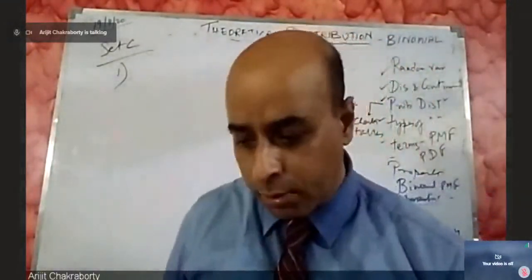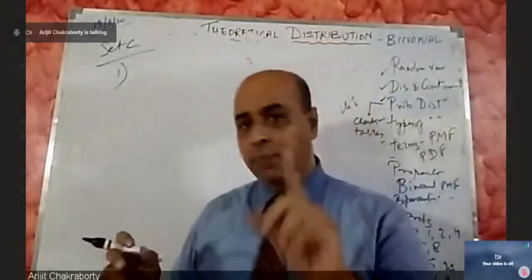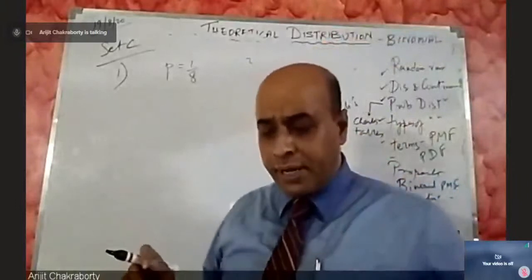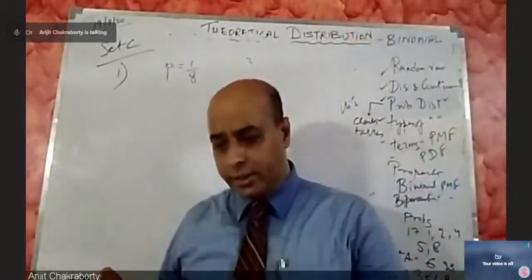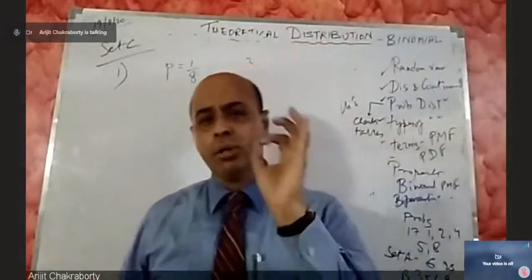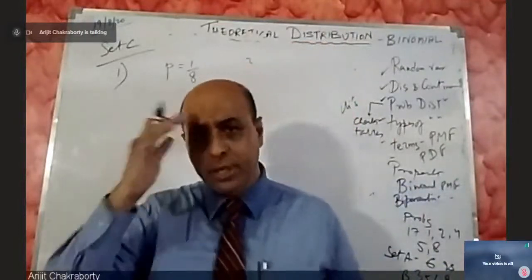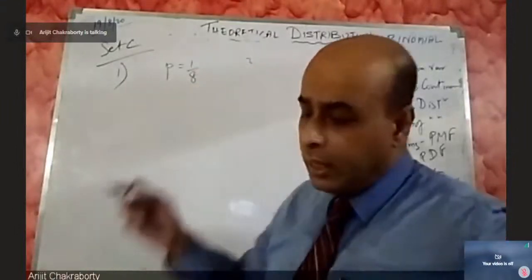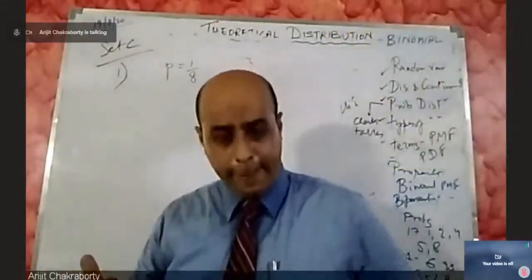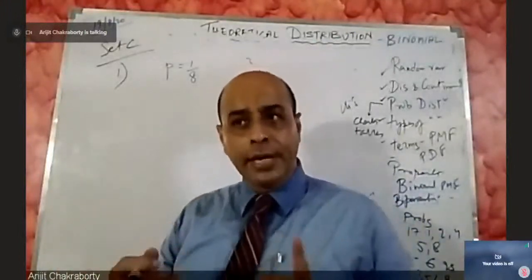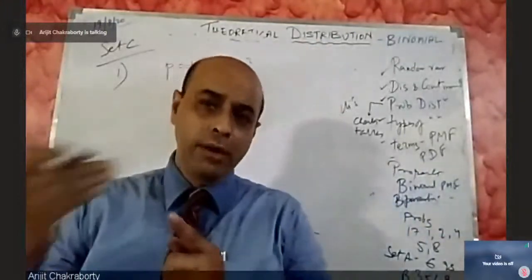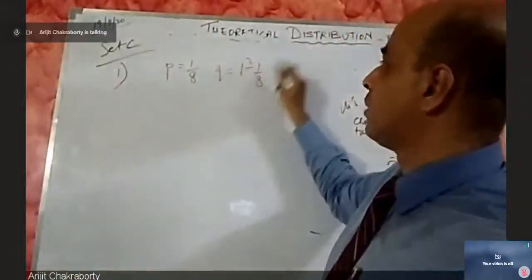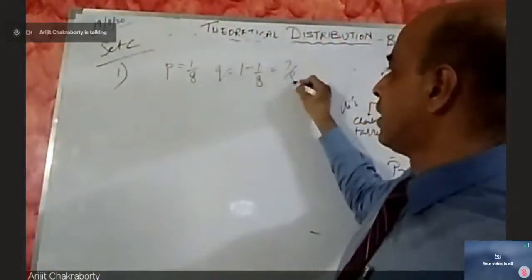If it is known that the probability of a missile hitting a target is 1 by 8, what is the probability that out of 10 missiles fired, at least 2 will hit the target? Beautiful question. Lovely question. Appreciate the Board of Studies experts who have made these types of questions. So the probability of success is 1 by 8. Therefore, the probability that the missile will miss the target, q, will be 1 minus 1 by 8, that is 7 by 8.